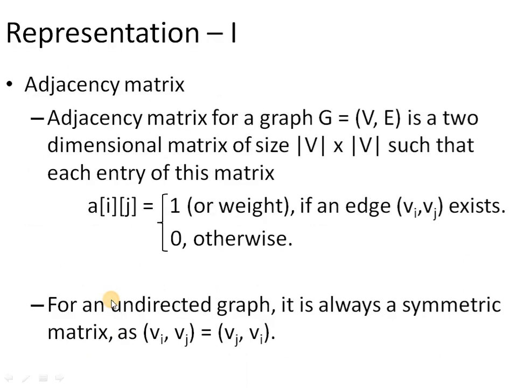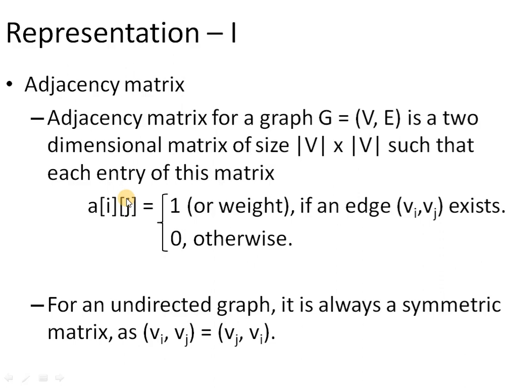Starting with the adjacency matrix representation. A matrix is nothing but a two-dimensional matrix of size V cross V. That means the number of vertices cross number of vertices. So the number of columns as well as the number of rows in the matrix comes out to be the total number of vertices present in the graph G. And when we are talking about the entry Aij, at that time we are looking at the edge in between the vertices I and J.